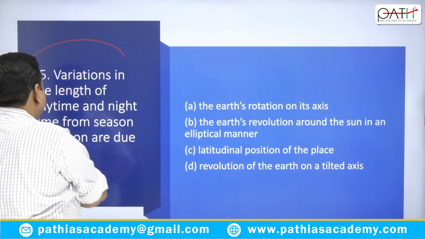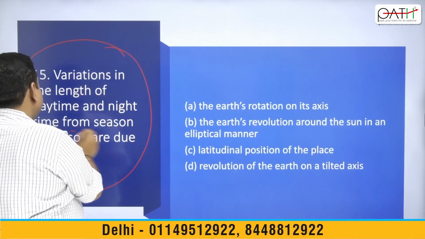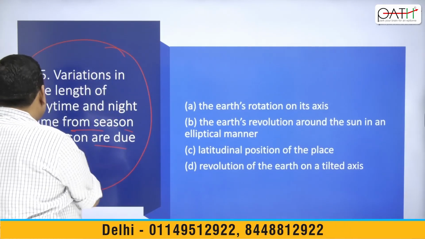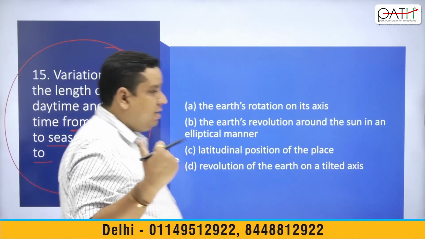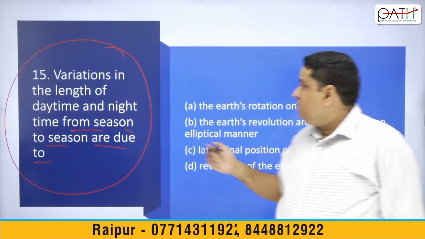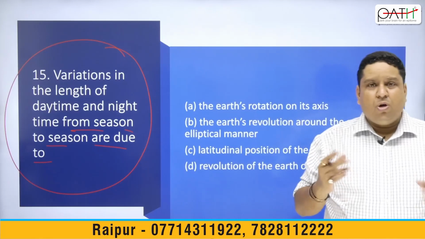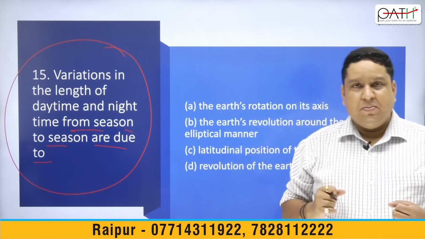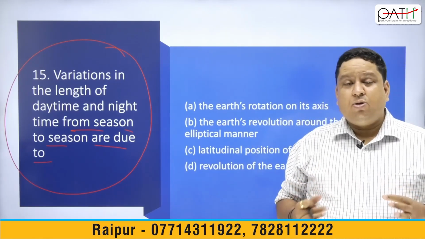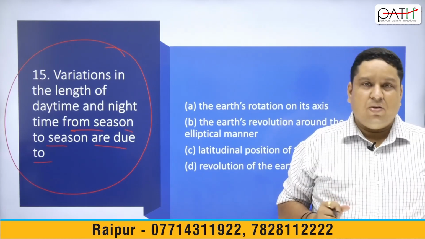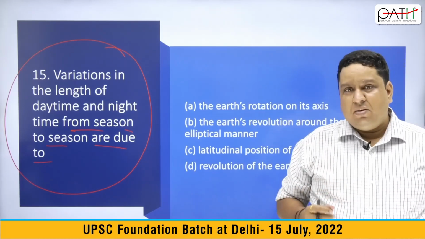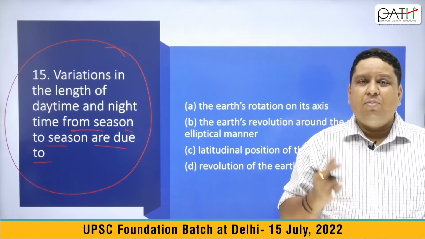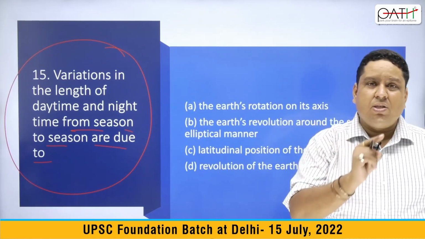Variations in the length of daytime and night time from season to season are due to. Now, again, this question was meant to trap the candidates, because if we talk about day and night case, right? This is happening because of the rotation of the earth. But this variation is happening because of the revolution of earth around the sun.